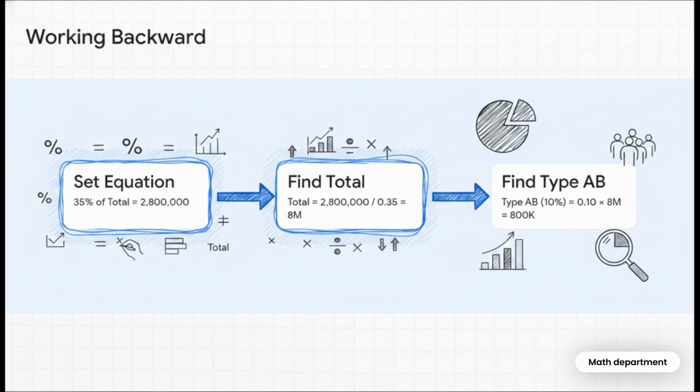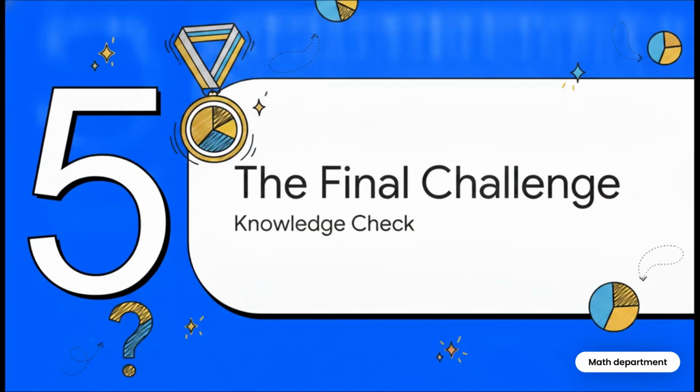Step 1. We know that 35% of the total equals 2.8 million. Step 2. To isolate the total, we simply divide $2,800,000 by the decimal form of that percentage, which is 0.35. That gives us a massive total of 8 million persons surveyed. Now, for step 3, we want to find type AB. The chart says AB is 10%. So 10%, or 0.10, multiplied by our newly found total of 8 million gives us exactly 800,000 people with type AB blood.